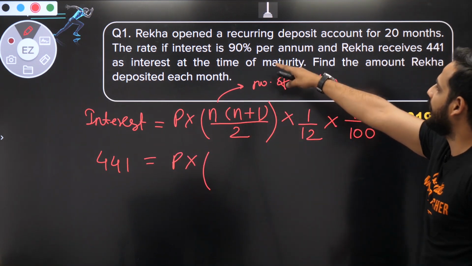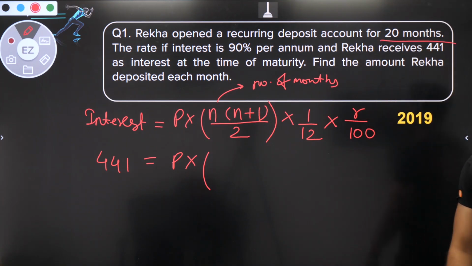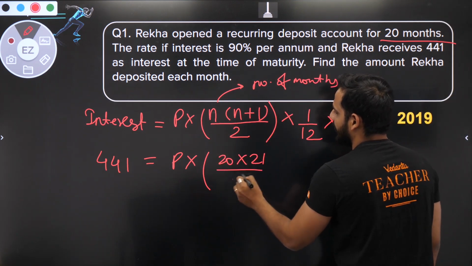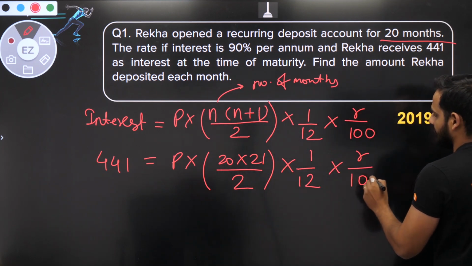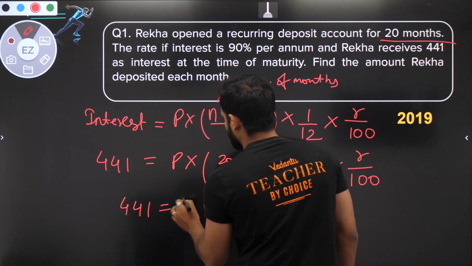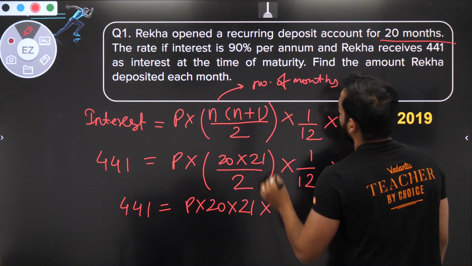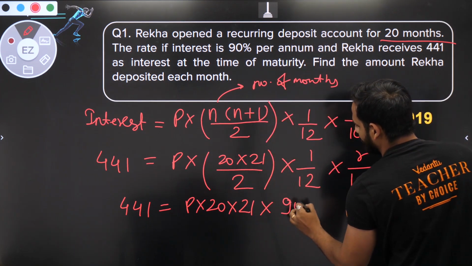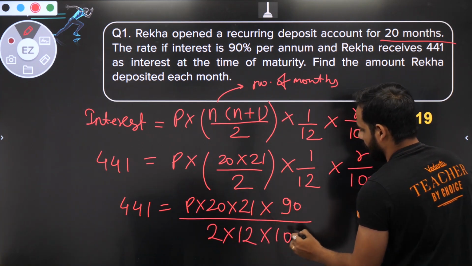Now, it says that Rekha opened a recurring deposit account for 20 months. So number of months is 20. I can say 20 into (n plus 1) which is 21, divided by 2, into 1 by 12 into R by 100. The simplest form is: 441 is equal to P into 20 into 21 into R. R is given as 9% per annum. So R is given as 9 divided by 2 into 12 into 100.